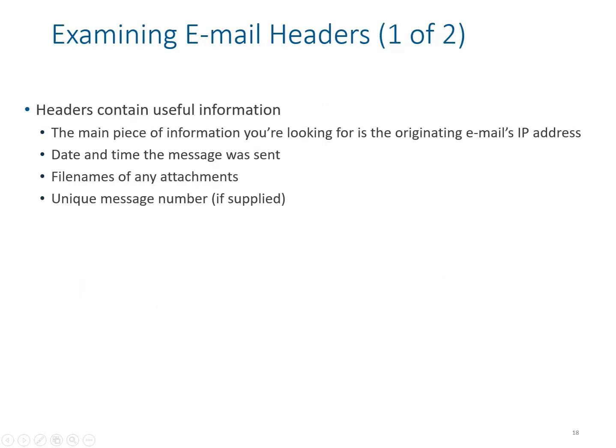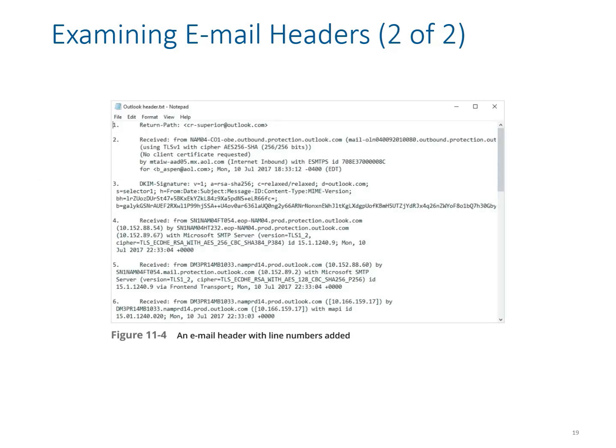Examining the email headers: headers contain full information about the main pieces of information you're looking for, like the originator's email IP address, the date and time from which it was sent, file names of any attachments which are associated with that particular email, and a unique message number if supplied. Again, a copy of all the information that you can find is sent from an SMTP server, and the protocol which was used by the IP address appearing over here, and other details about SMTP and even the encryption protocols, etc.